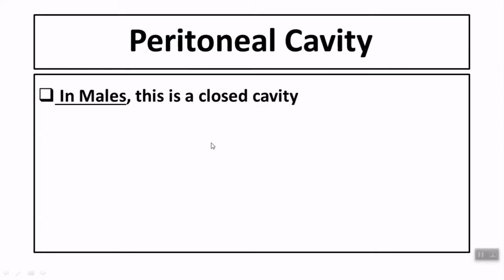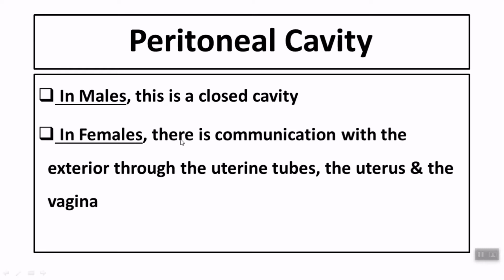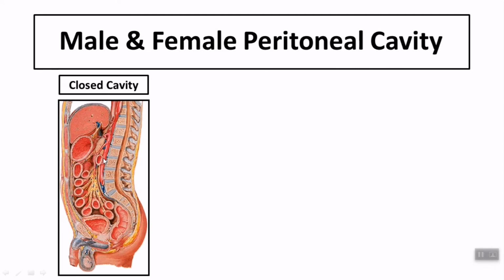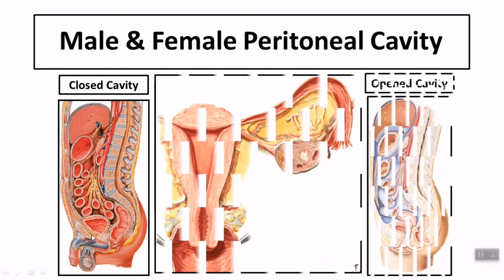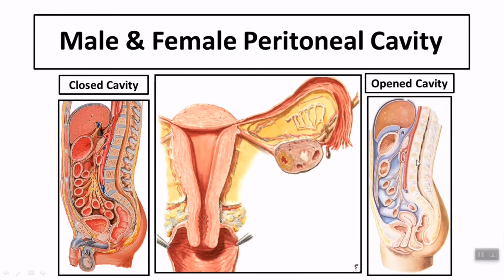The peritoneal cavity in the male is a closed cavity, that is, it has no communication with the outside, while in the female there is a communication with the exterior through the uterine tubes, the uterus, and the vagina. In this figure we can see this is the peritoneal cavity of a male, and there is no connection with the outside, while in the female there is a connection with the exterior through the uterine tube, the uterus, and the vagina.